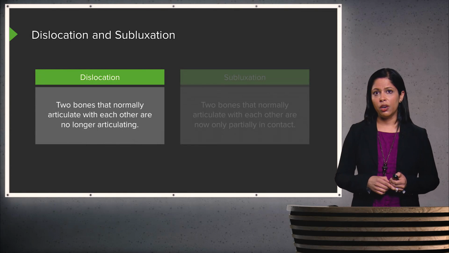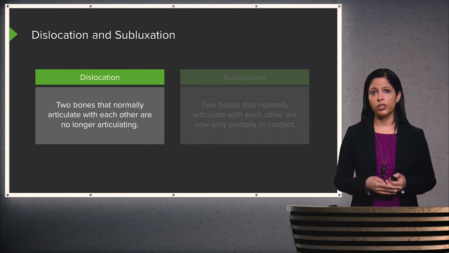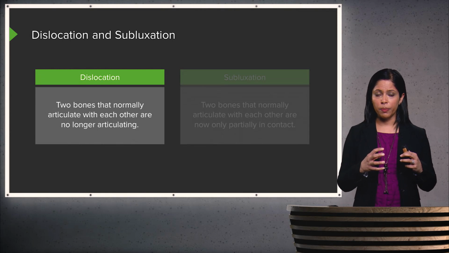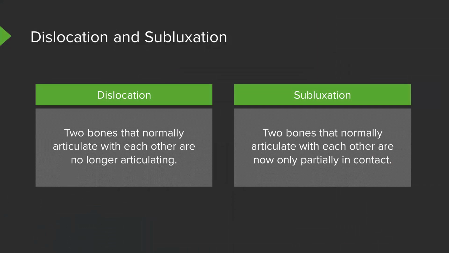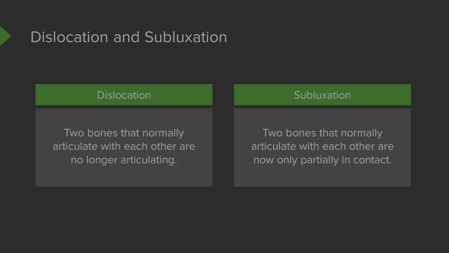Dislocation and subluxation are often seen and are often associated with fractures. So a dislocation is when two bones that normally articulate with each other no longer articulate, so they separate away. Subluxation is when two bones that normally articulate with each other are now only partially in contact, so not completely dislocated, but kind of halfway through.